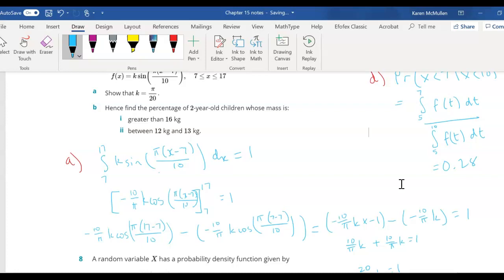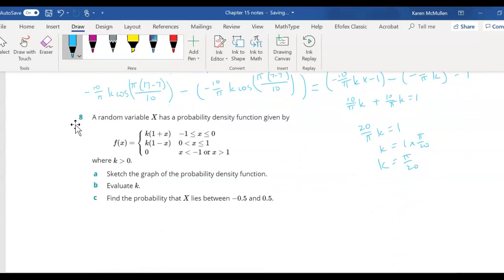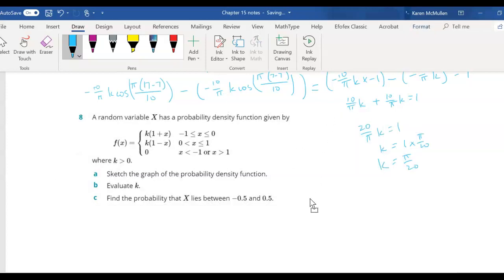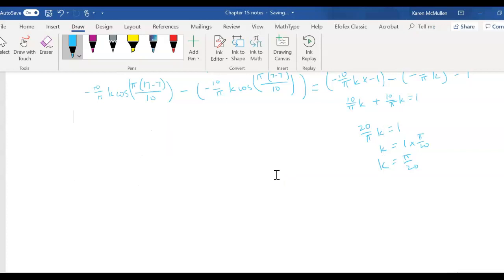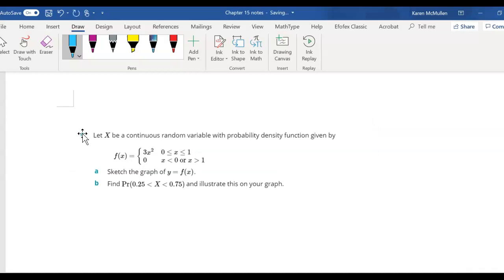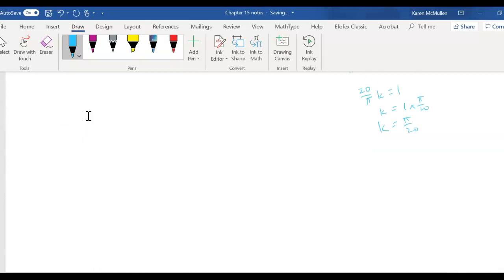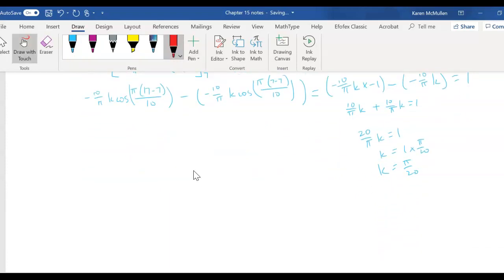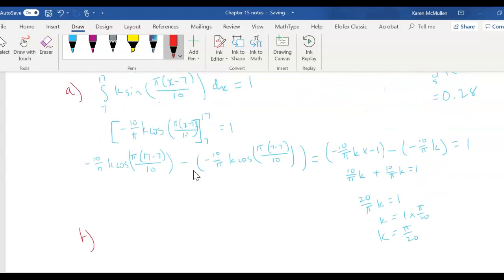So part B, hence find the percentage of 2-year-old children whose mass is greater than 16 kilos and between 12 kilos and 13 kilos. Oh, sorry, question B, we're going to have to, question 8, sorry. I'm going to have to move you out of the way. Let's just move that to the next page. Okay. Gosh, such a long video.